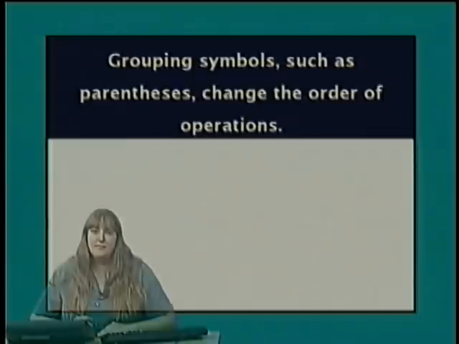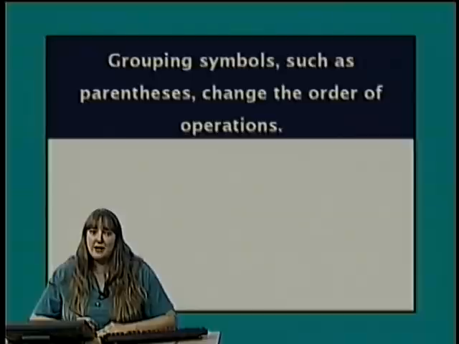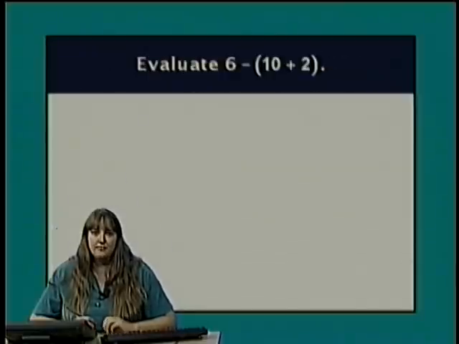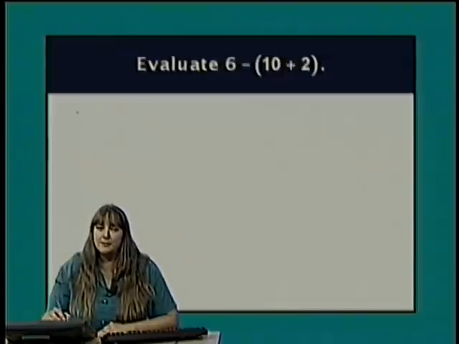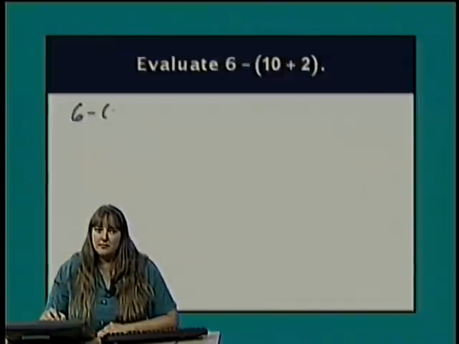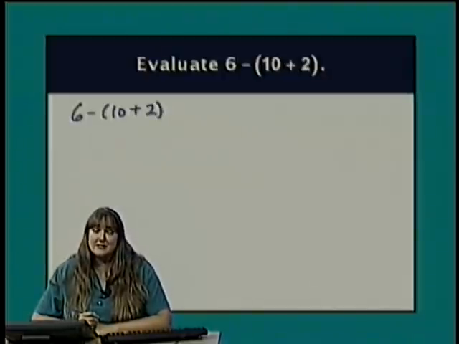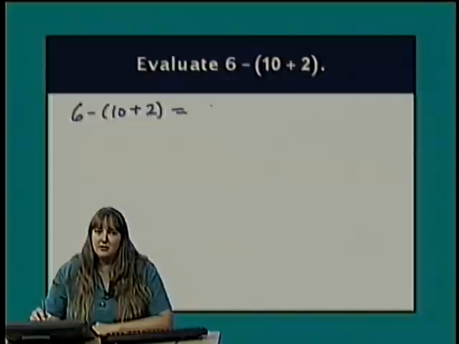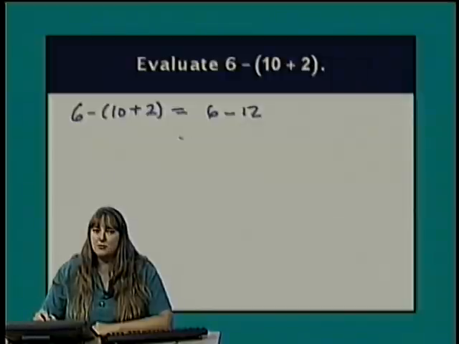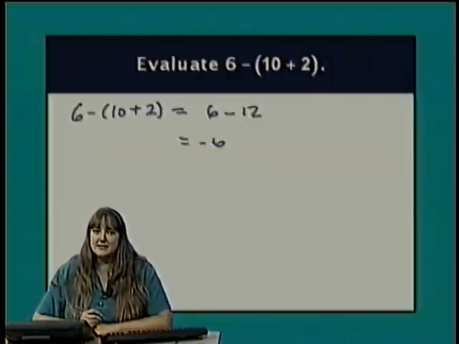So let's start by looking at grouping symbols. Grouping symbols, such as parentheses, change the order of operations. Let's start by evaluating 6 minus the quantity 10 plus 2. Using the order of operations, this tells us that we need to work within the grouping symbols first. So the first thing I need to do is add 10 and 2. So then I have 6 minus 12. And 6 minus 12 is negative 6.